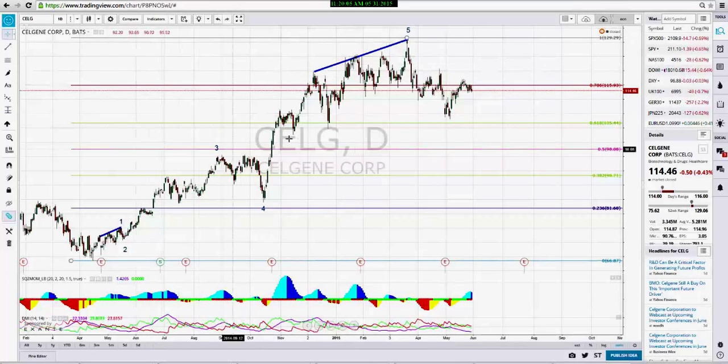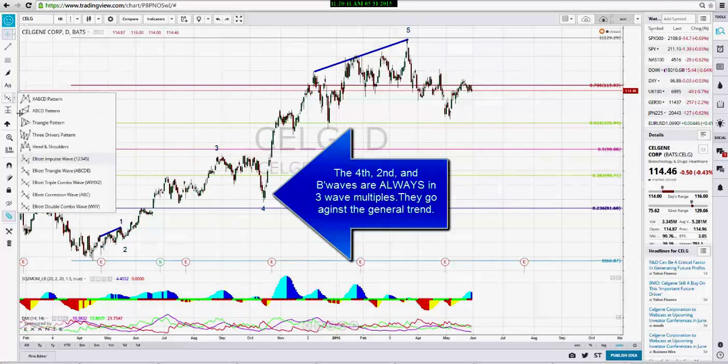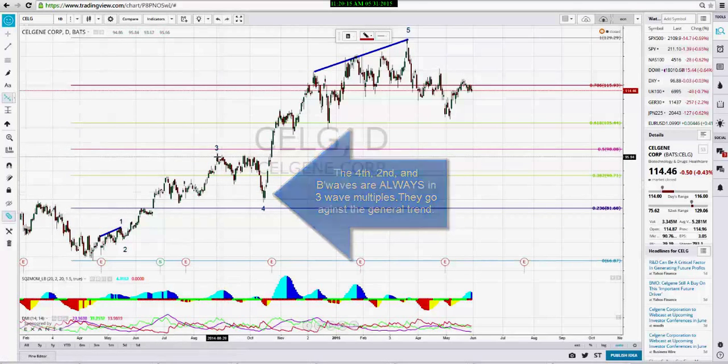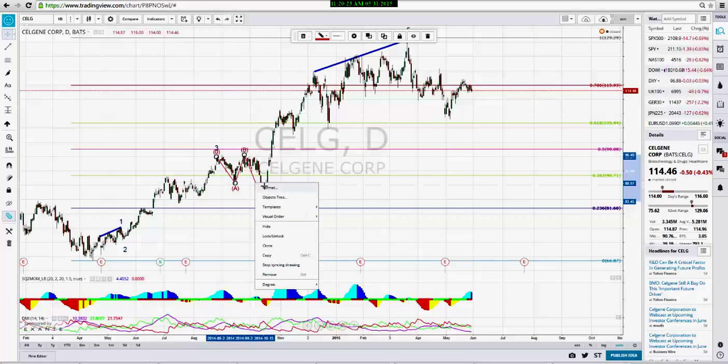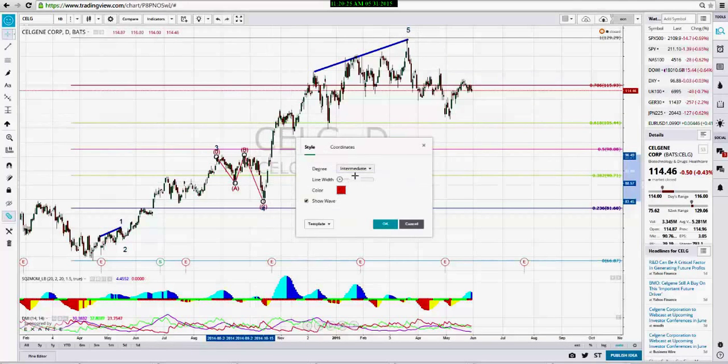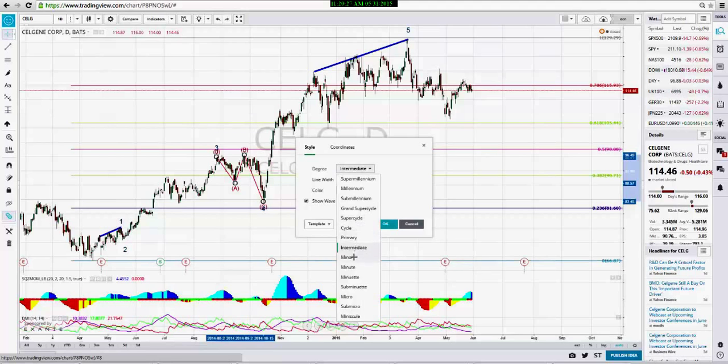Also keep in mind, not to go too quickly, that this is A, this is B, this is C, just to give you a better idea of what these corrections are. Let me just label them. Should be A, B, C, and let's see if we can change this to a minor.